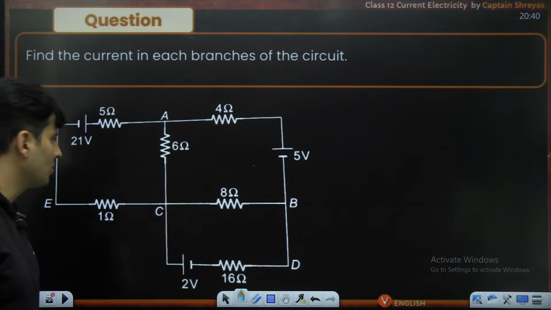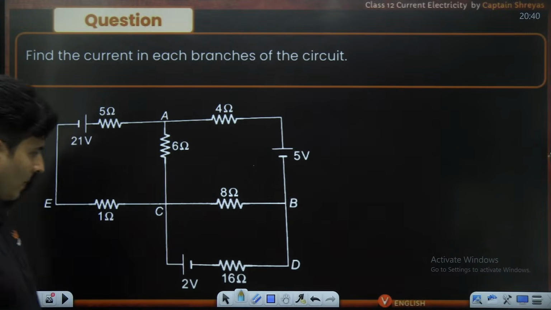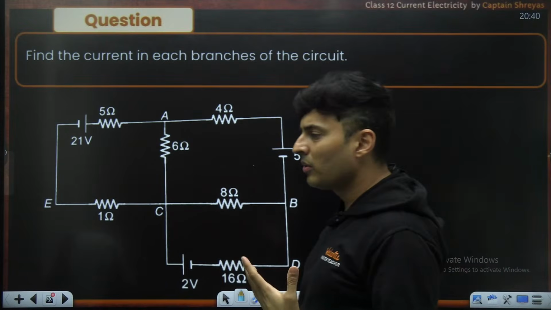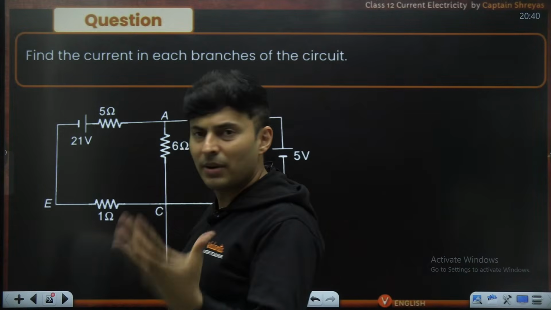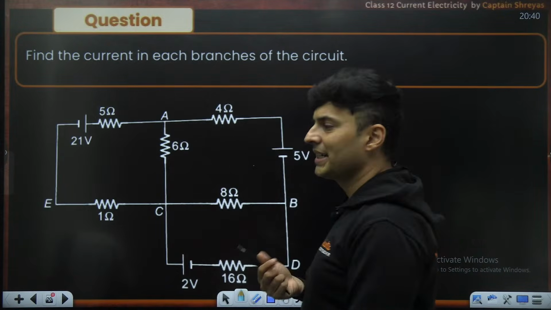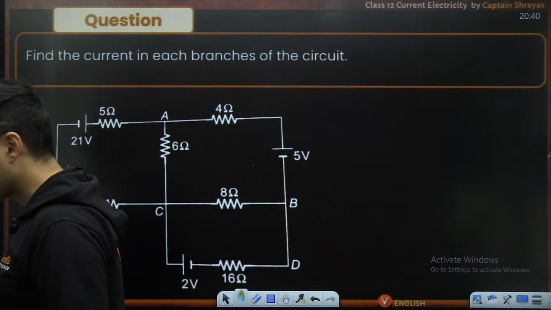Let's take up another question over here. Find the current in each branch of the circuit. Wow, this is a good question. This is just to make you understand and apply Kirchhoff's law again and again a little bit better. So it's a complex circuit. It is neither series nor parallel. We have no other option but to apply Kirchhoff's law.